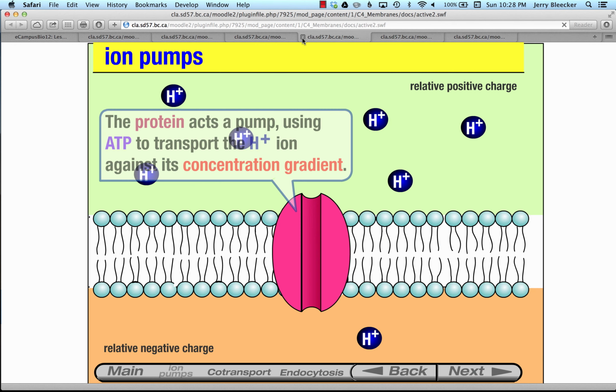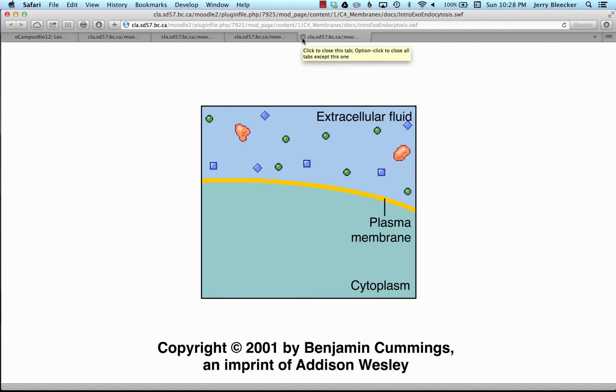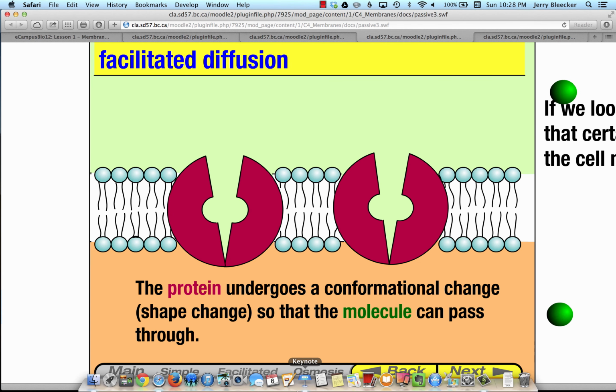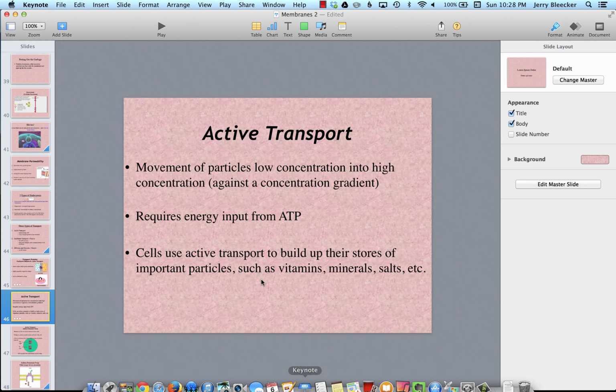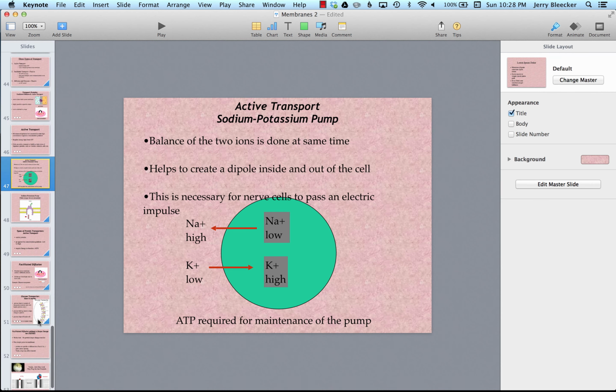There's one here called the sodium-potassium pump. Now, this comes up when we study nerves. I'm going to do you a very great favor. I've been meaning to do this for a little while. Sorry, folks. Slides 47 and 48.